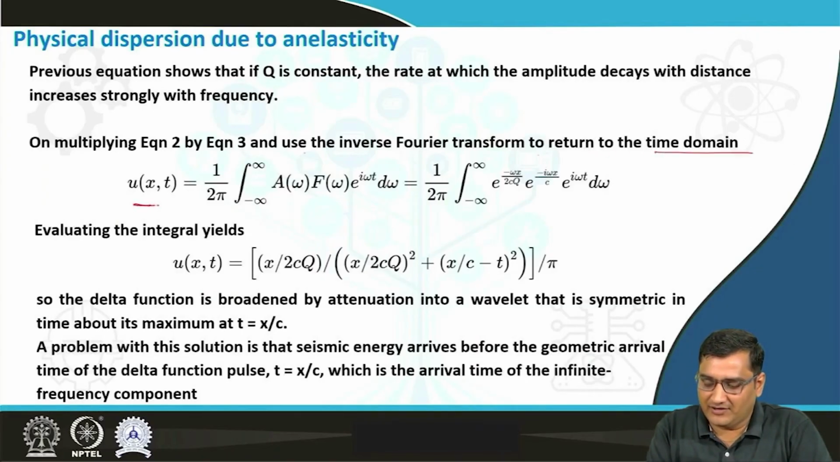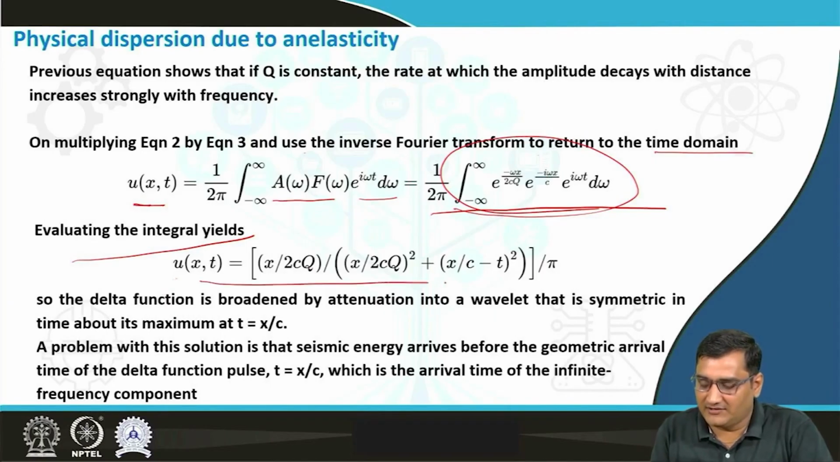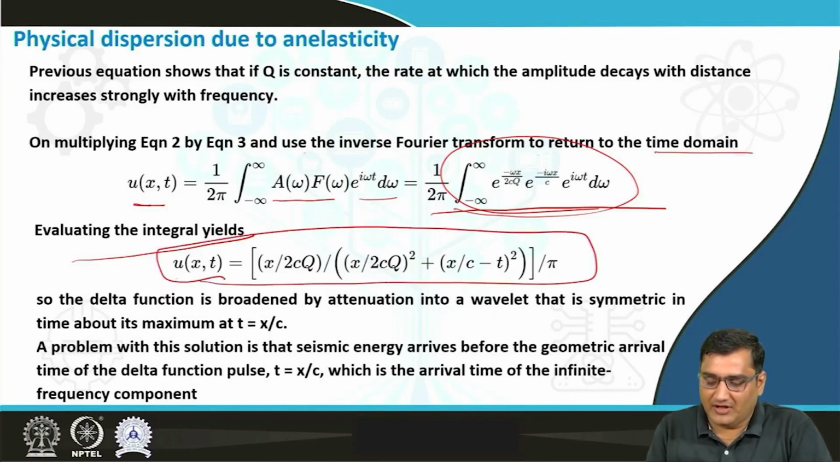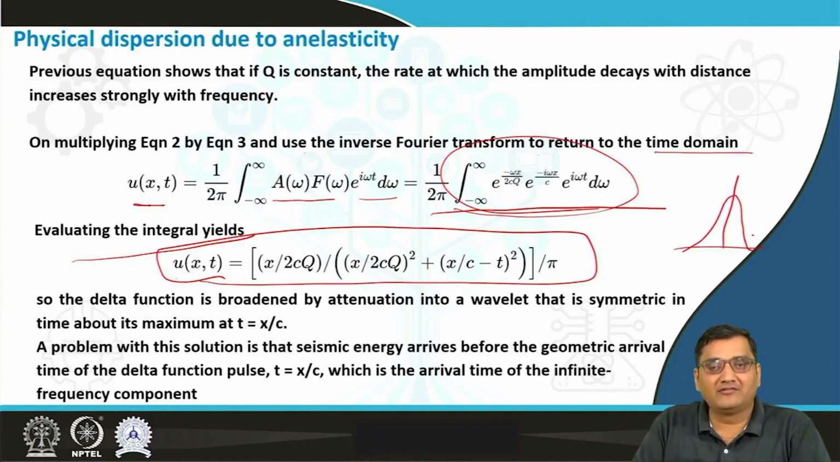So after you return to the time domain, after taking the product of both and taking the inverse Fourier transform, you will get something like this. And after you evaluate this particular integral, the value of the displacement as a function of time and distance can be written by this particular expression. What you will observe is that the delta function is broadened by attenuation into a wavelet that is basically symmetric about the maximum value at t equal to x by c.